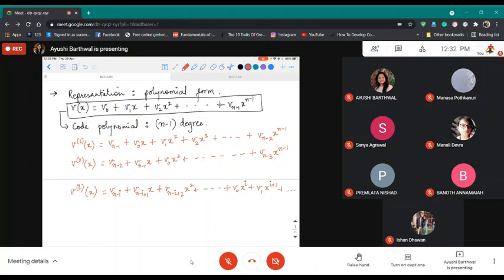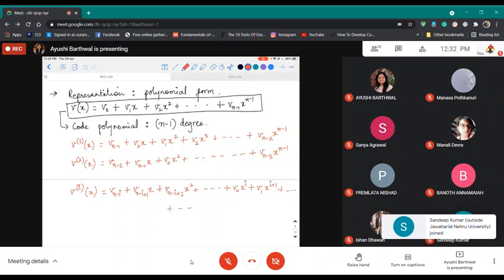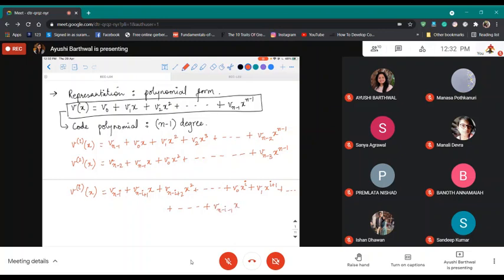then the coefficient of the maximum order term would be Vn minus i minus 1, x raised to the power n minus 1. So this is how we represent a shifted code word.